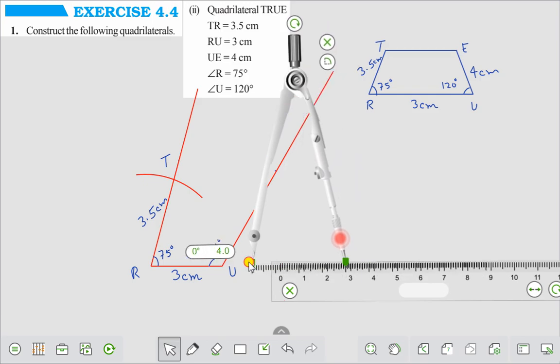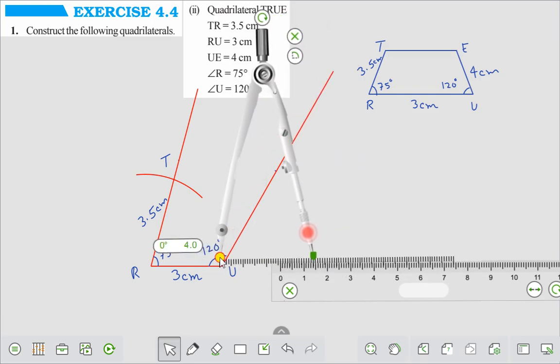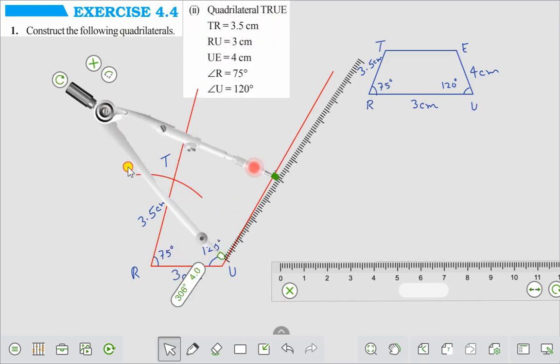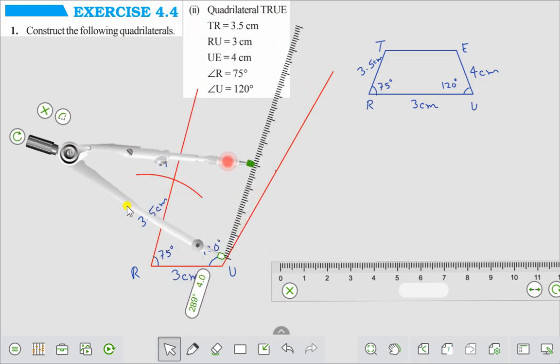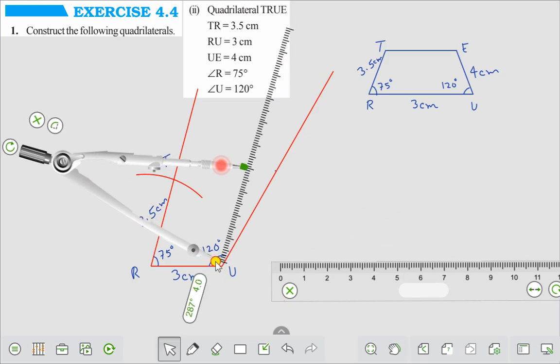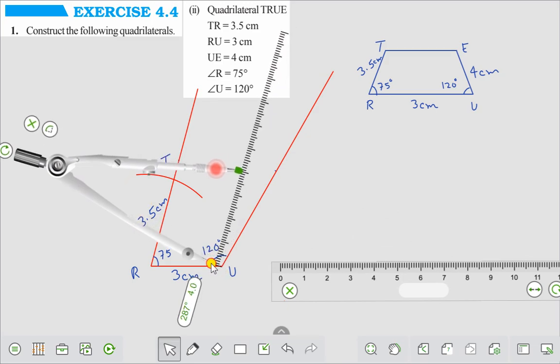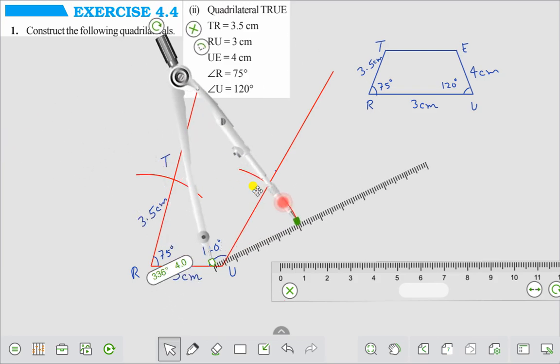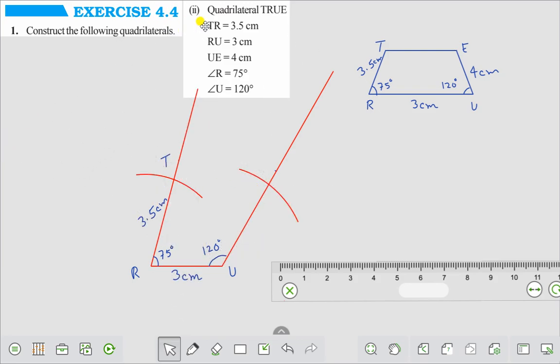Therefore, taking the pointer at point U, make an arc of 4 centimeter here. This is 4 centimeter, and this point is E.